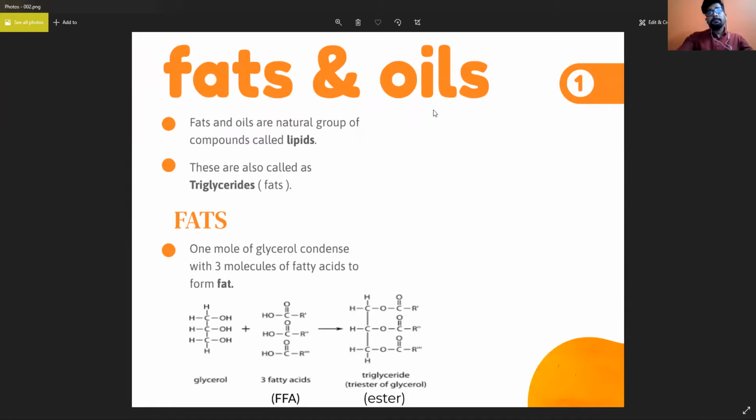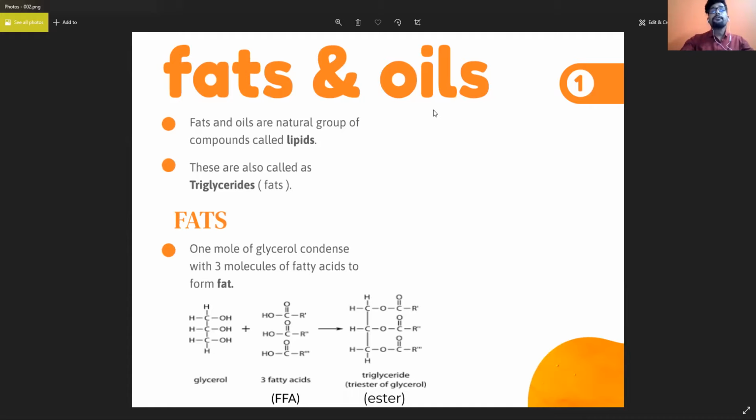What are fats and oils? Fats and oils are the major components of lipids. Fats and oils are a natural group of compounds called lipids. Naturally, we get fats, for example ghee. Naturally, we get oils like all the edible oils, cooking oils like sunflower oil, cottonseed oil, coconut oil. So these are the fats and oils we get naturally. These are also called triglycerides, meaning fats.